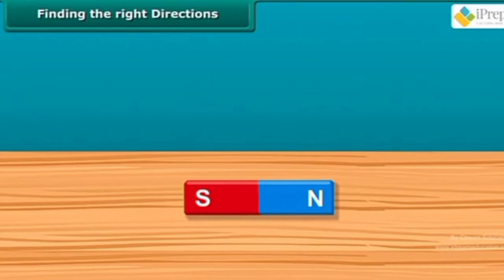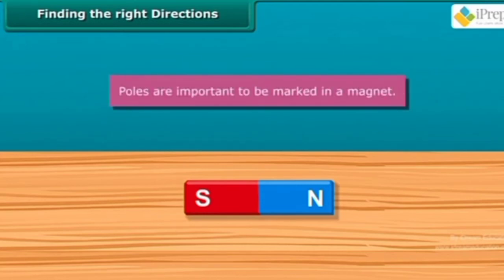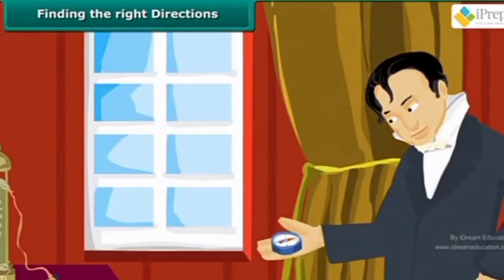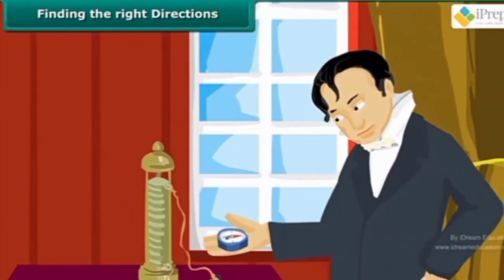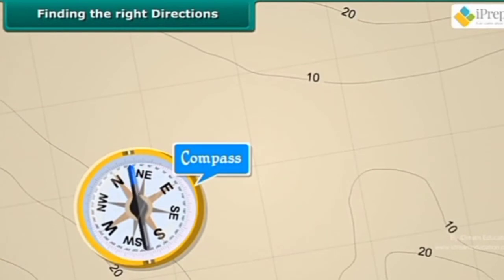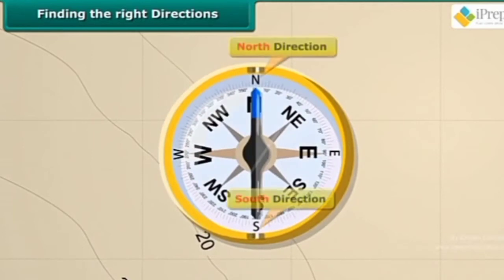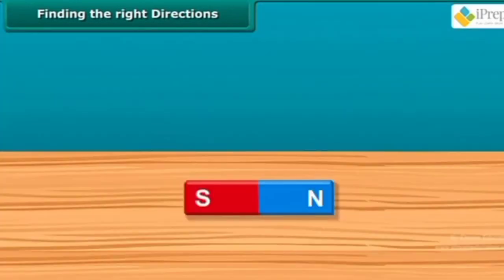Once you know about the poles of a magnet, you should also be able to mark the location of the poles. Let us now look at why poles are important to be marked in a magnet. We all know that to find directions we use a compass. This compass has a needle that keeps moving in all directions, but when steadied always points to the south. This helps us in finding directions accurately. This is why we need to mark the poles of a magnet.